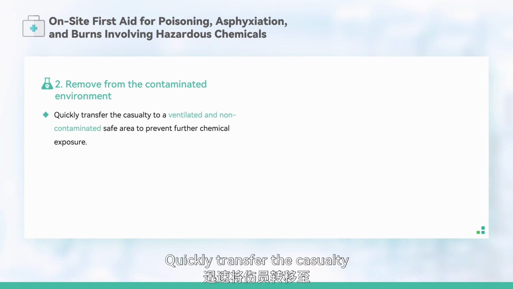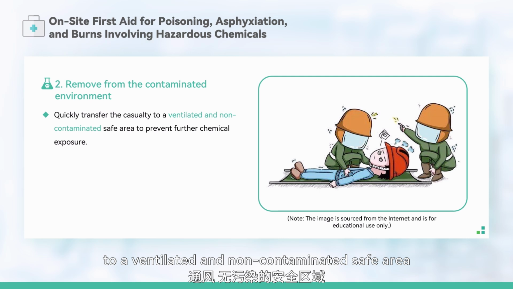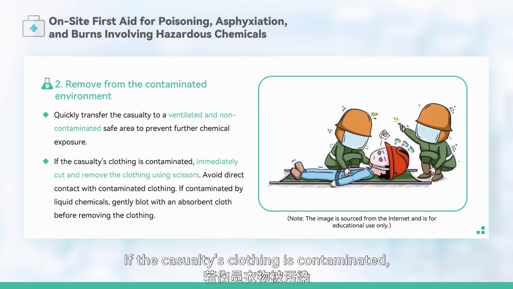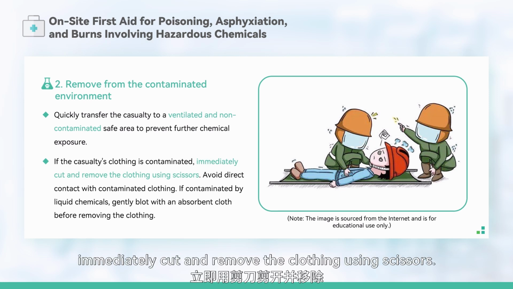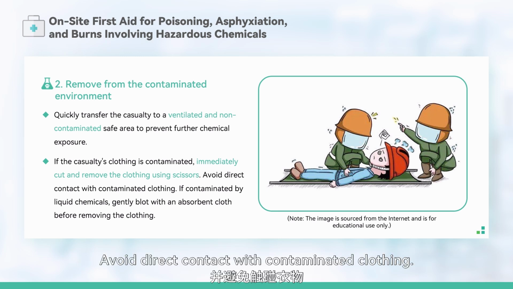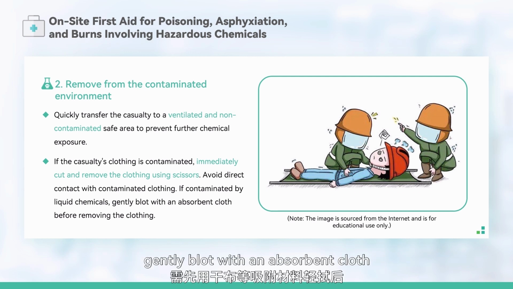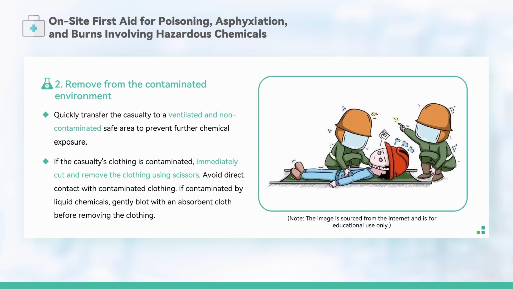Quickly transfer the casualty to a ventilated and non-contaminated safe area to prevent further chemical exposure. If the casualty's clothing is contaminated, immediately cut and remove the clothing using scissors. Avoid direct contact with contaminated clothing. If contaminated by liquid chemicals, gently blot with an absorbent cloth before removing the clothing.